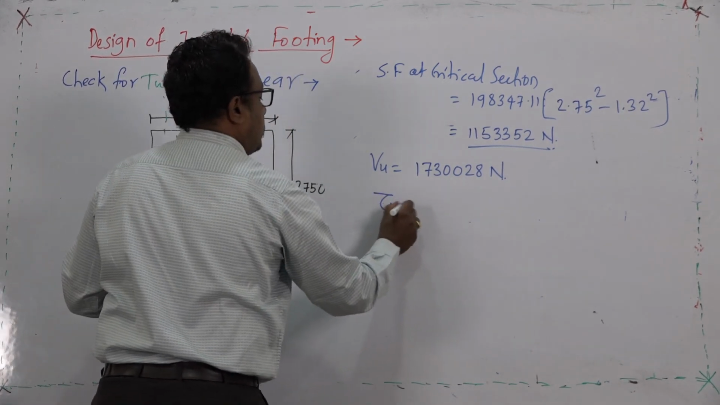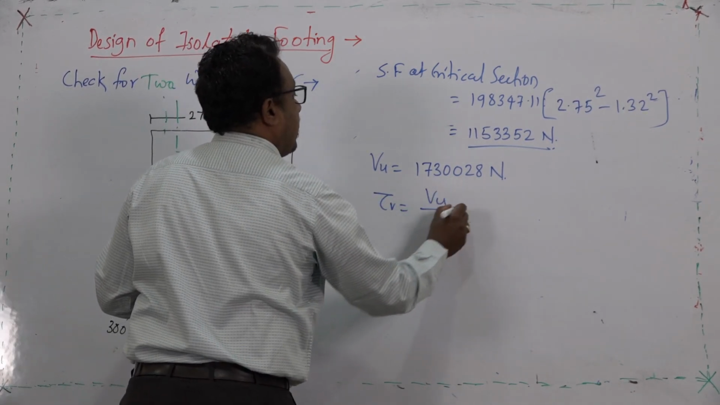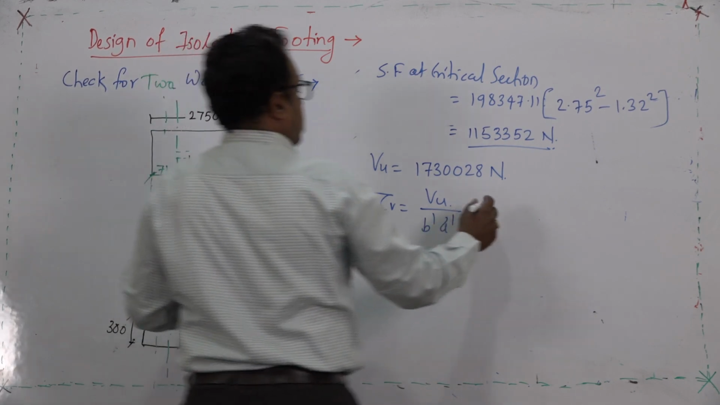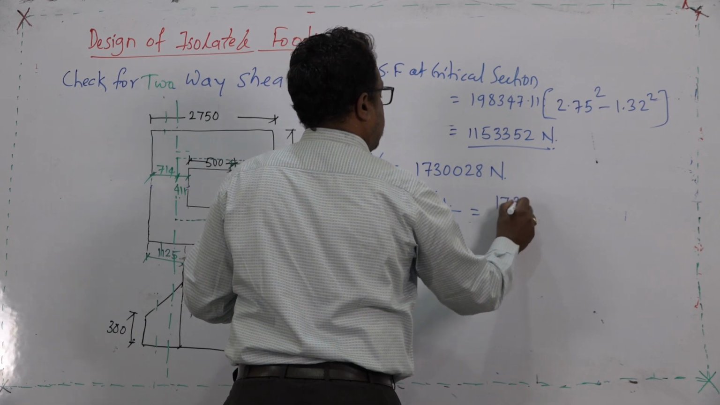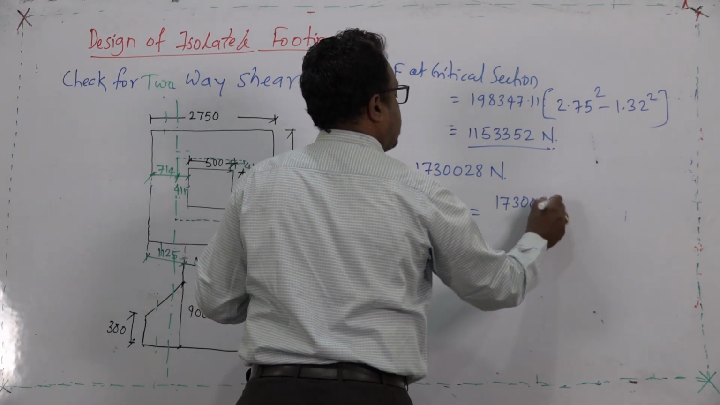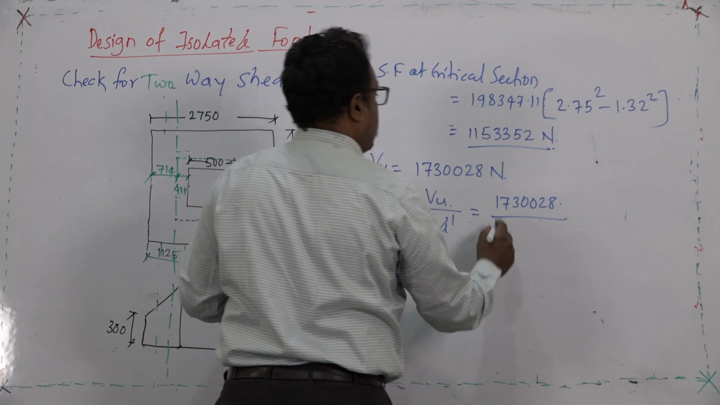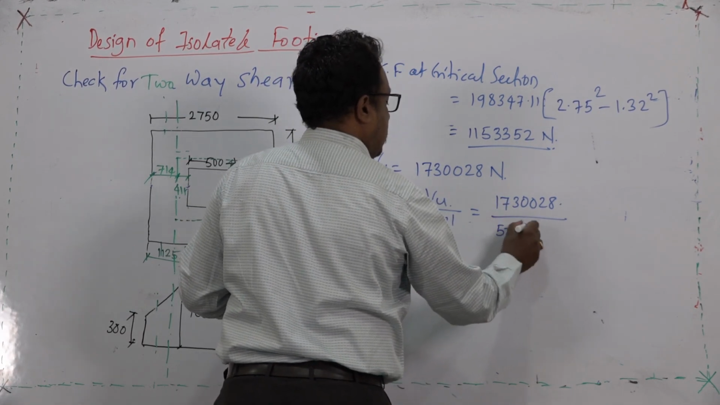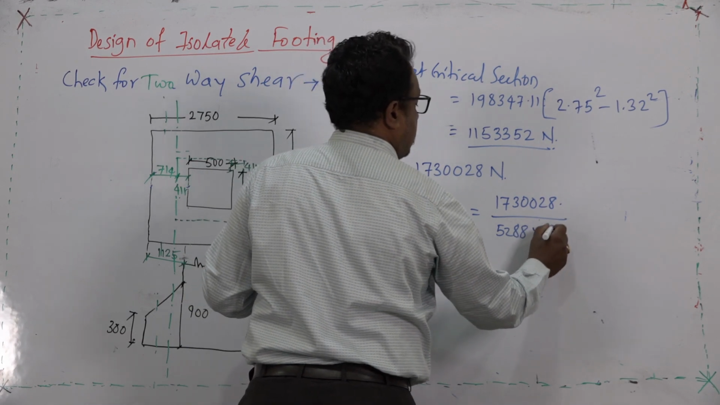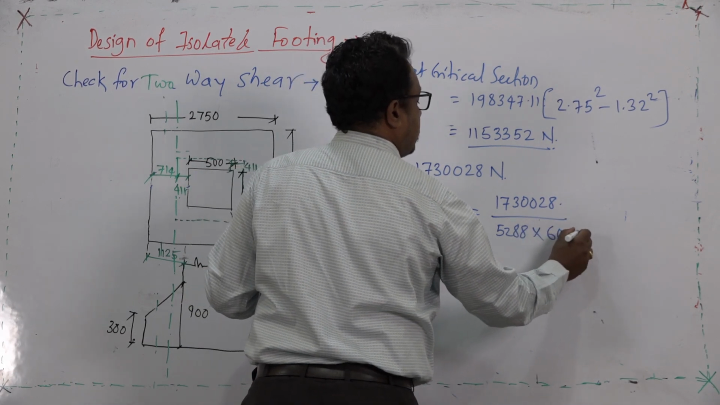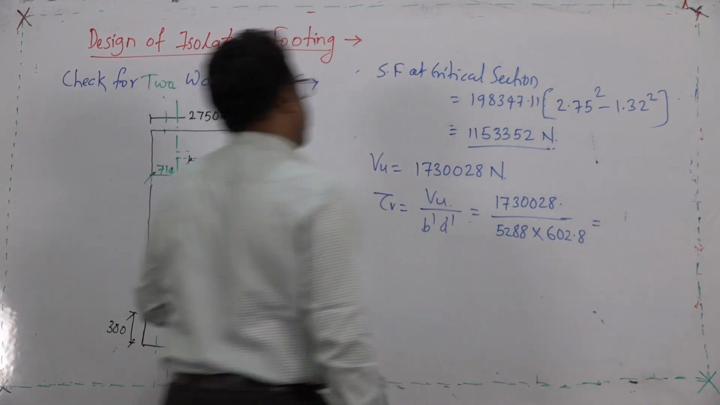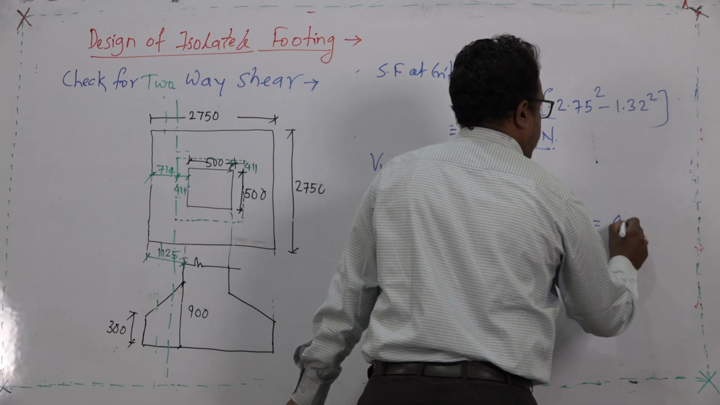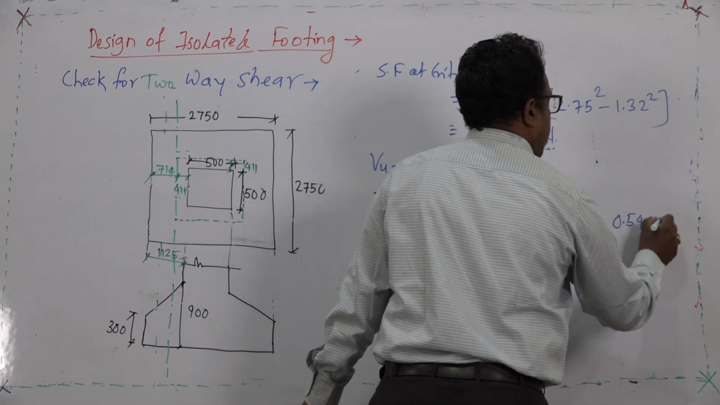So, again the tau V will be Vu divided by B dash D dash. So, this is 173.0028 divided by B dash. In our case the B dash was 5288 into D dash 602.8. So, this is 0.54 megapascal or Newton per mm square.